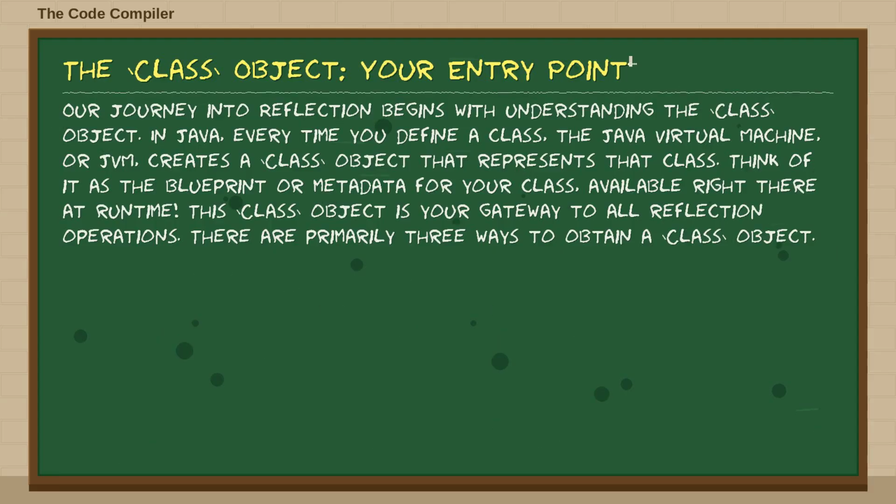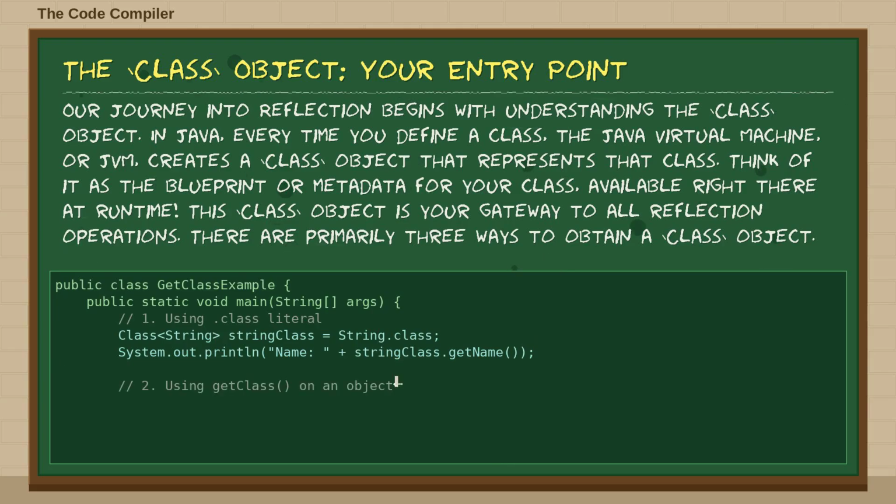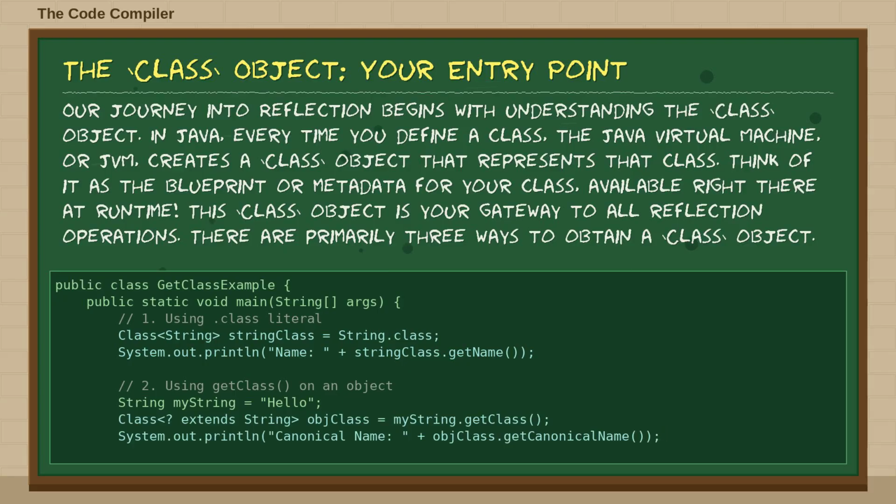There are primarily three ways to obtain a class object. First, you can use the .class literal, like String.class. Second, if you already have an object, you can call its getClass method. And third, for dynamic loading, you can use Class.forName, passing the fully qualified class name as a string. Let us look at a quick example to see these in action on our whiteboard.